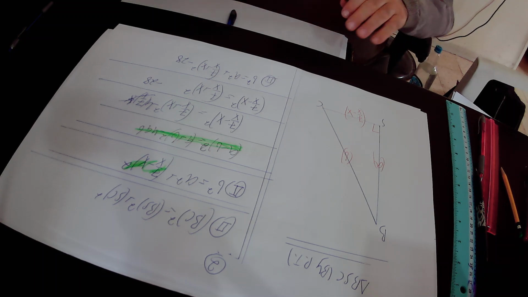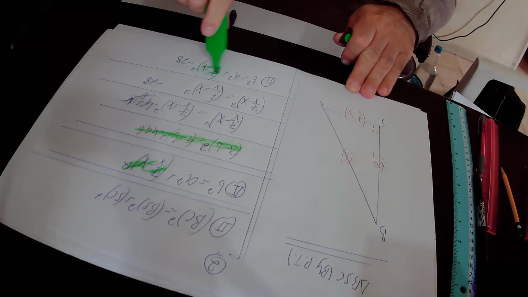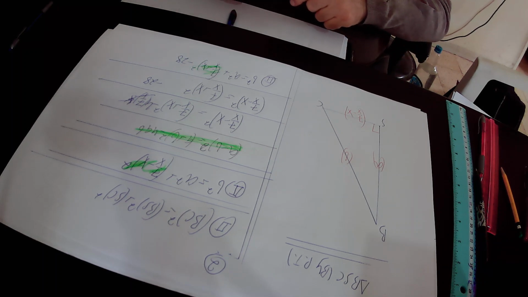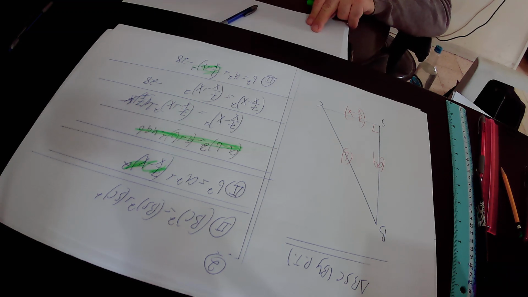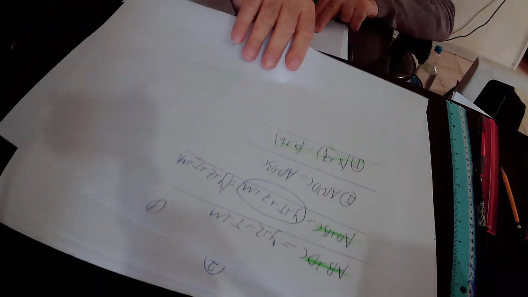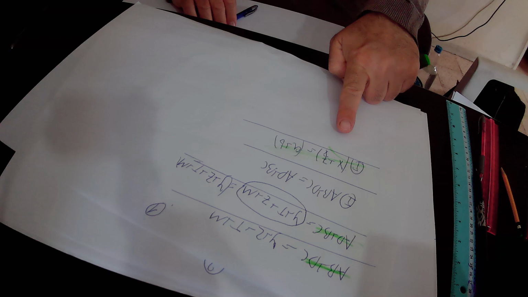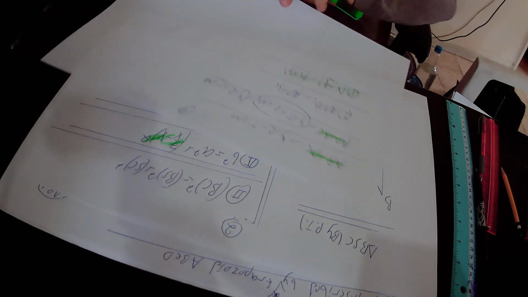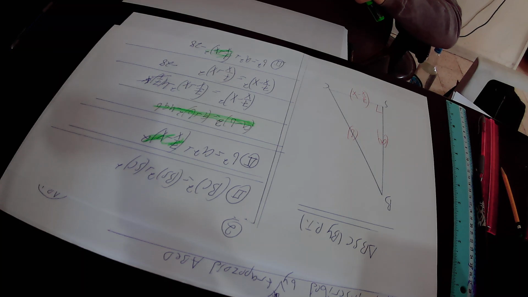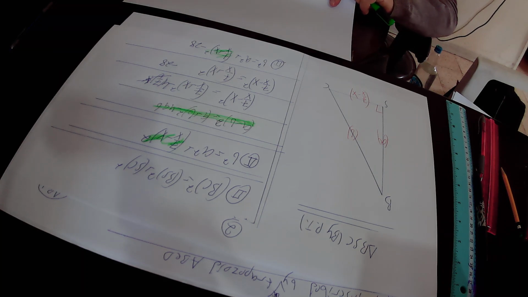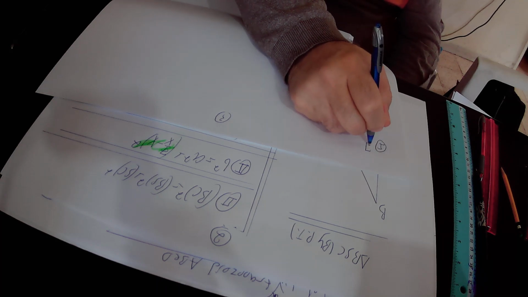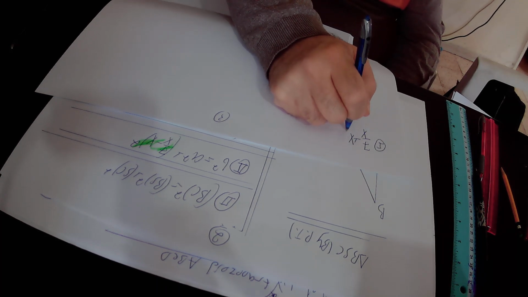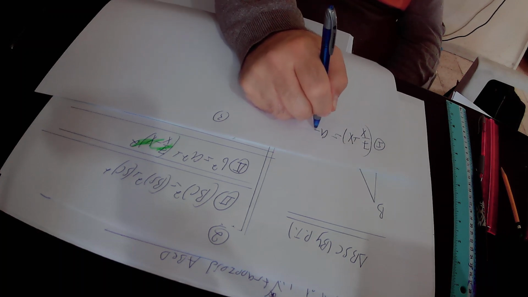So here we have (7 over x plus x) squared, and according to equation 1, we actually found out that 7 over x plus x equals A plus B. So I write it down. According to equation 1, we found out that 7 over x plus x equals A plus B.